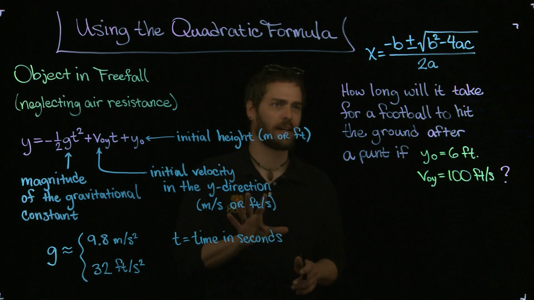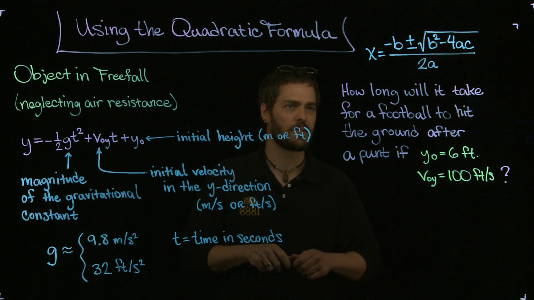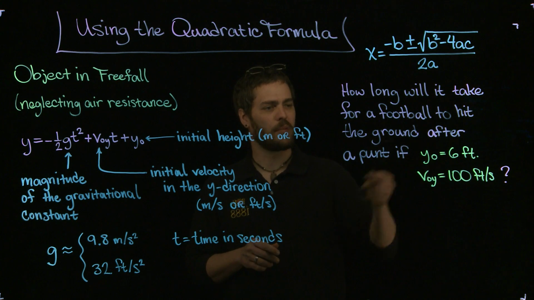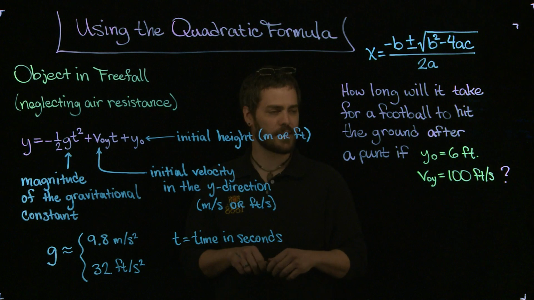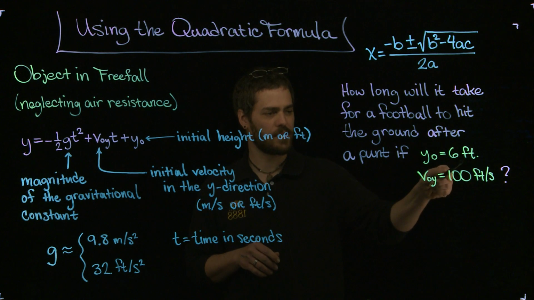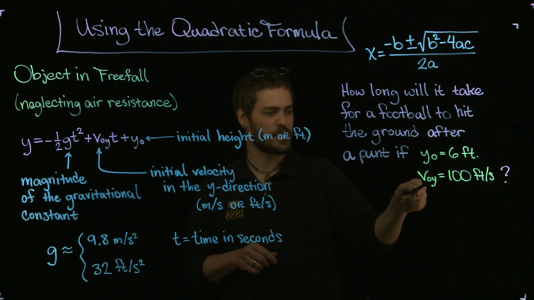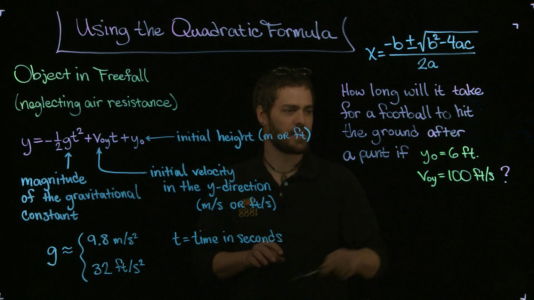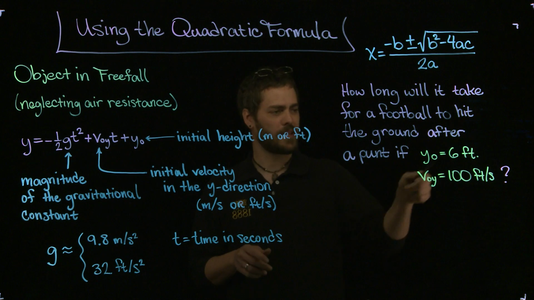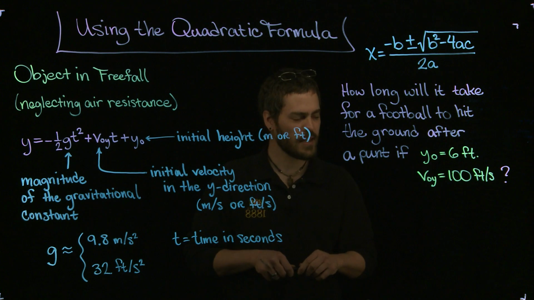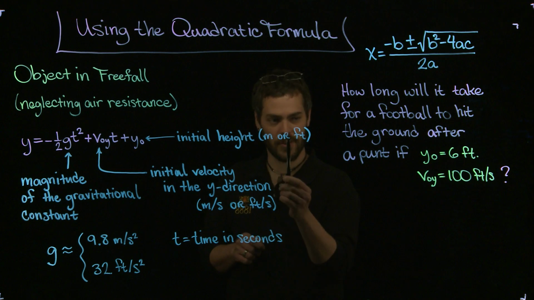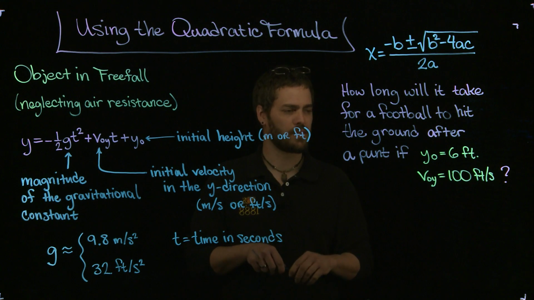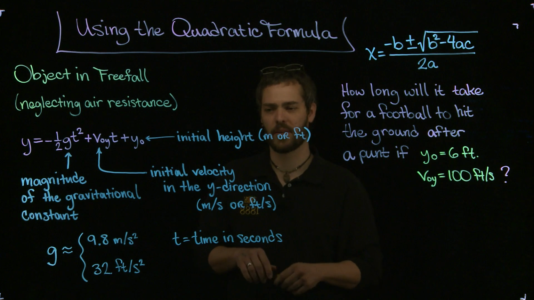Now, in this case, I'm asking a question related to the season currently. How long will it take for a football to hit the ground after a punt if y naught equals 6 feet and the initial velocity in the y direction is equal to 100 feet per second? So what this means is the kicker's foot is about 6 feet when the ball leaves it, and it's going 100 feet per second only in the vertical direction. It's actually going a little faster than that overall, but in the vertical direction it's going 100 feet per second.